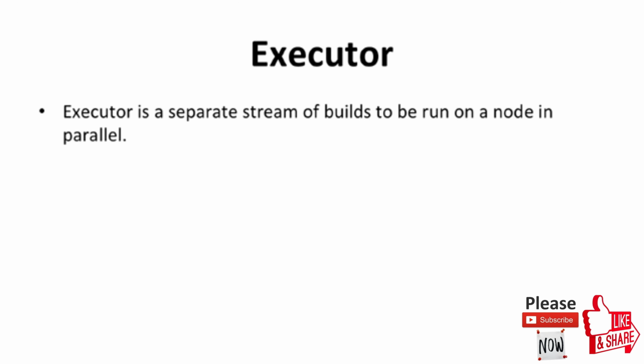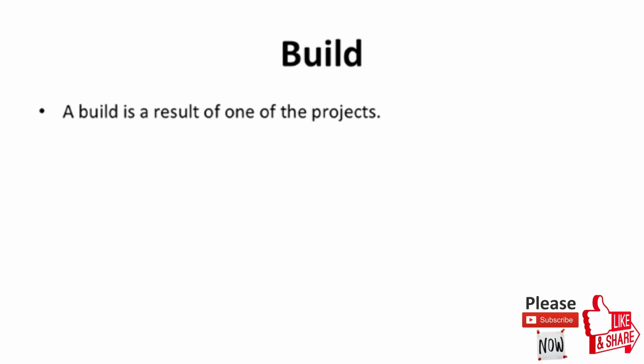Next is Executor. Executor is a separate stream of builds to be run on a node in parallel. A node can have one or more executors. A build is a result of one of the projects.